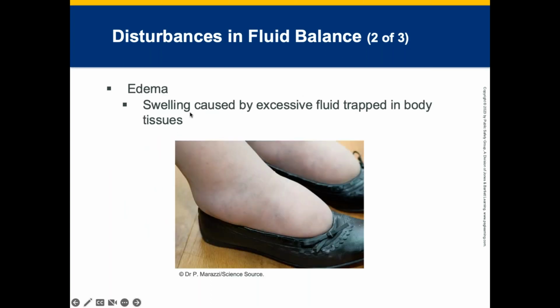Now, other disturbances in fluid balance would be swelling caused by excessive fluid trapped in the body's tissue. Remember the interstitial fluid we talked about before in AEMT? This is the interstitial space right here. This is fluid buildup, what they call edema. This is fluid trapped in that third spacing, or interstitial space. Why would this be happening?